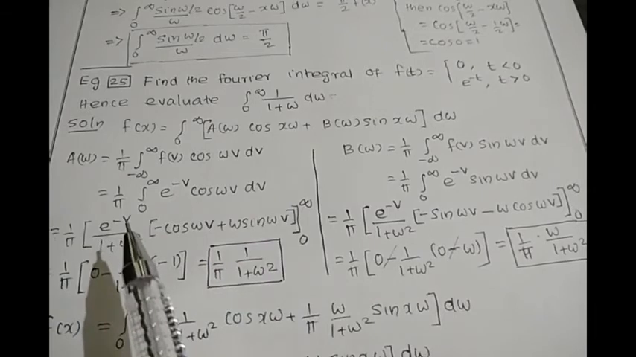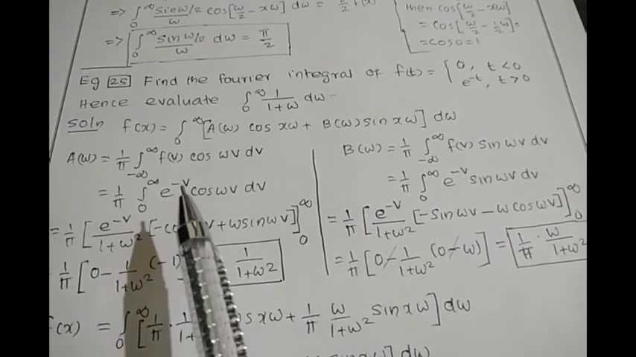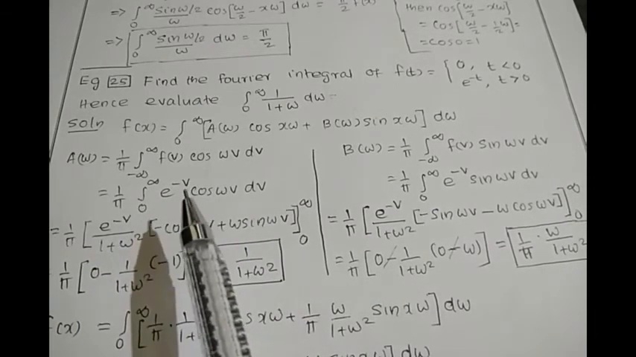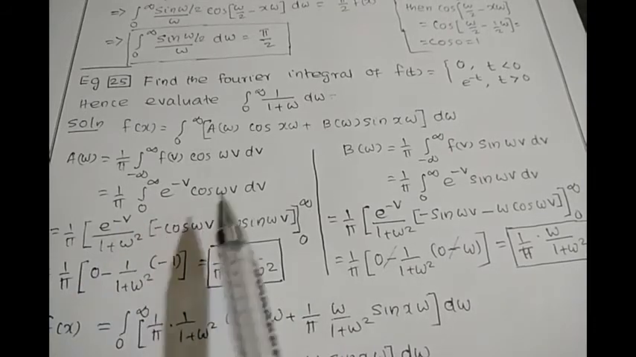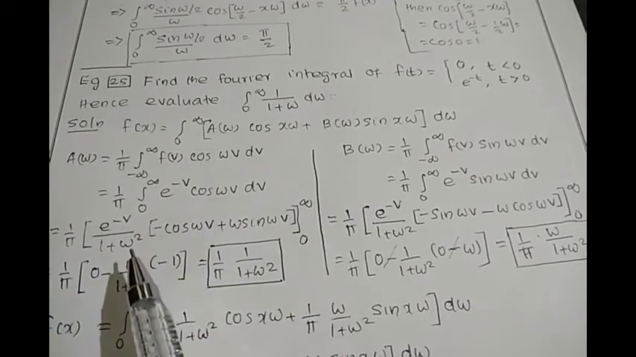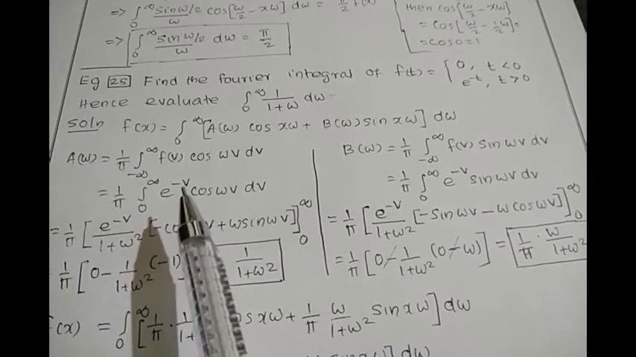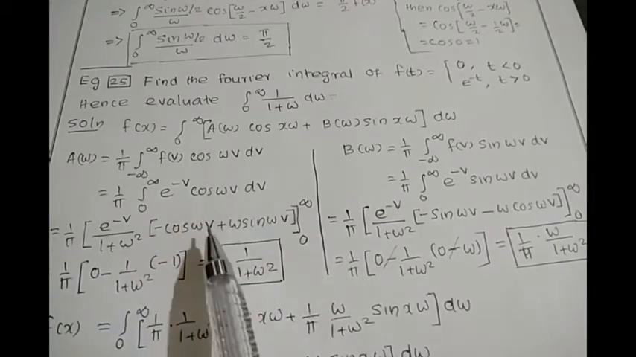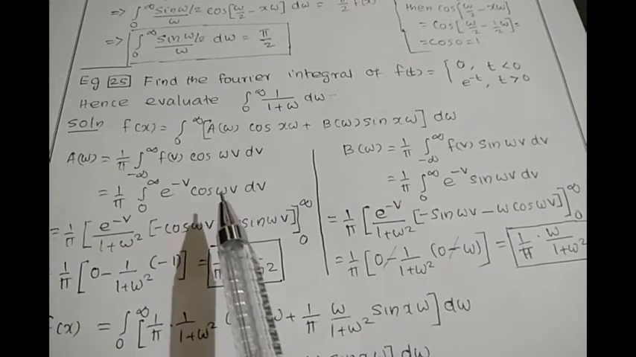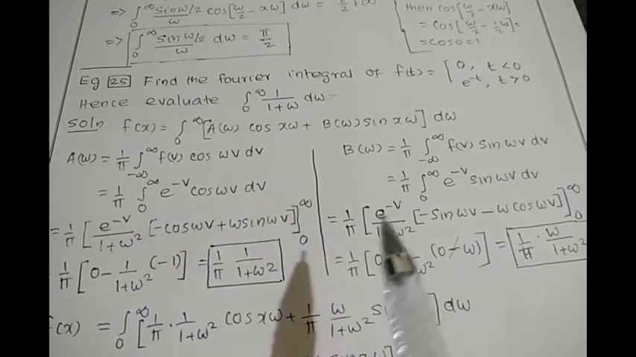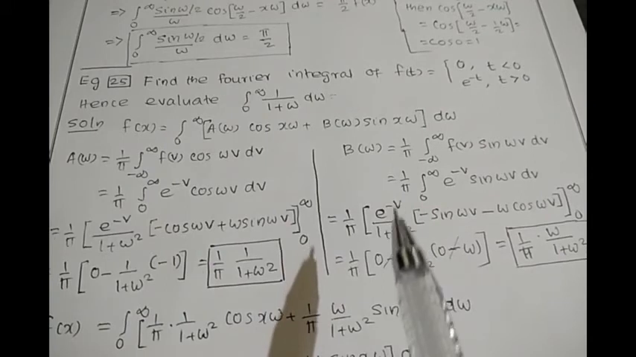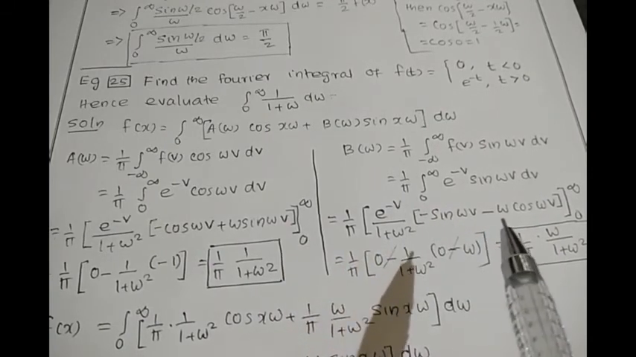So e raised to ax by a square plus b square means e raised to minus v by, a is minus 1, square of minus 1 is positive 1, plus b square, b is omega here, means omega square, into a cos bx, meaning minus 1 into cos omega v, plus b sin bx, b is omega here, omega sin omega v. The integral is from 0 to infinity here. Similarly, here also we will use the same method: e raised to x by a square plus b square, a sin bx minus b cos bx.